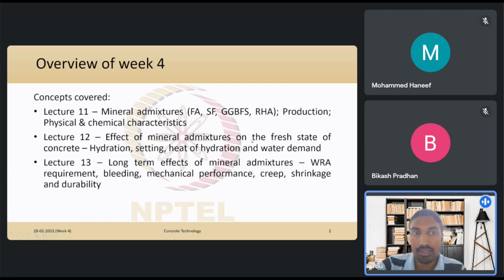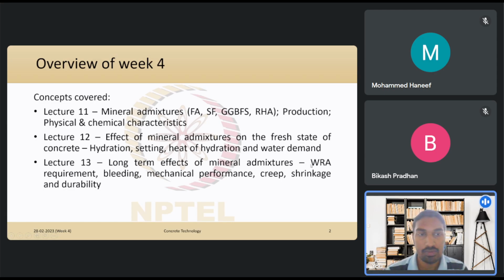Right, in the second lecture we looked at how the addition of these mineral admixtures affects the fresh state of concrete, right? In particular we were looking at the hydration process of the different pozzolanic materials, and the effect of these mineral admixtures on the setting time of cement, and how they affect the hydration, heat of hydration, as well as the water demand. This has to do with the reactivity, and also how they affect the pore size in the cement gel.